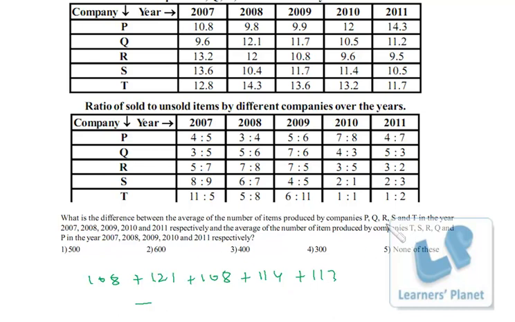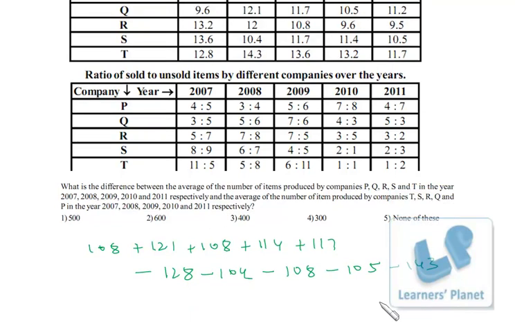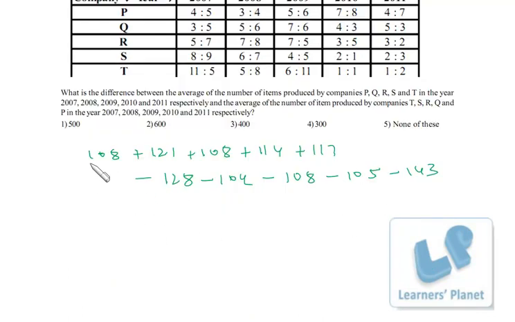Then minus T 2007, 128, S 2008 104, R 2009 108, Q 2010 105, and P 2011 143. So this entire calculation is divided by 10, and since we have to find out the average, we have to divide this by 5 also.